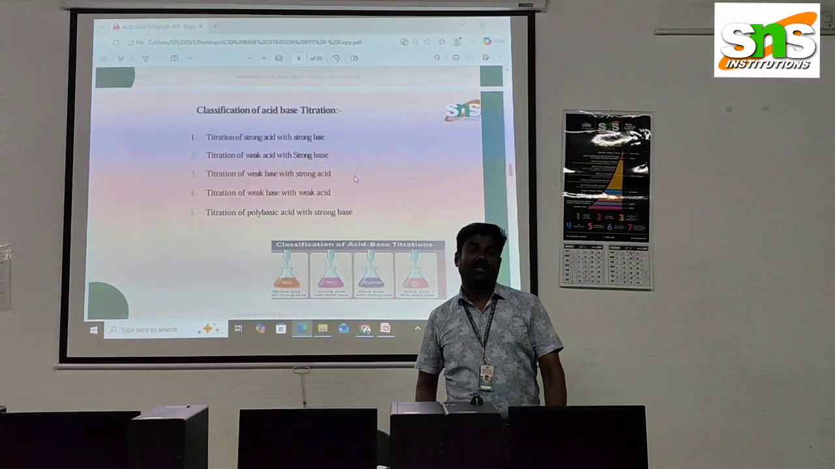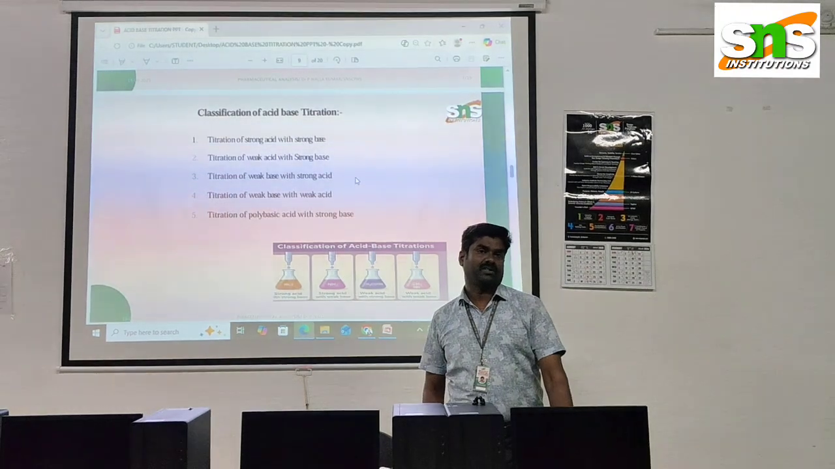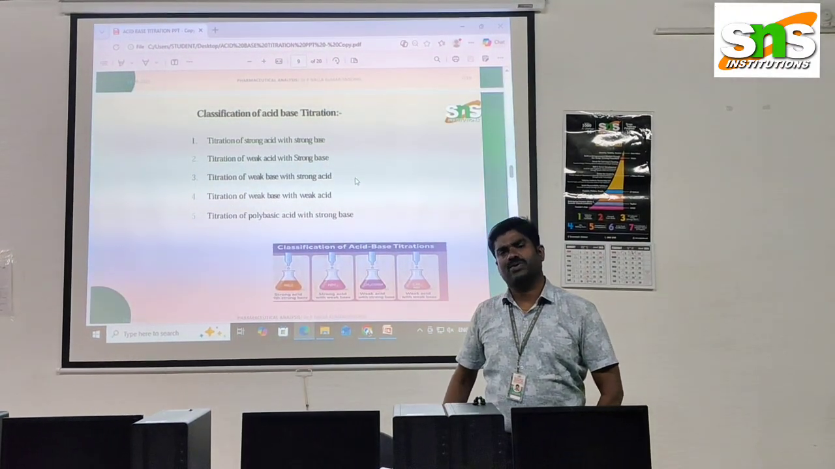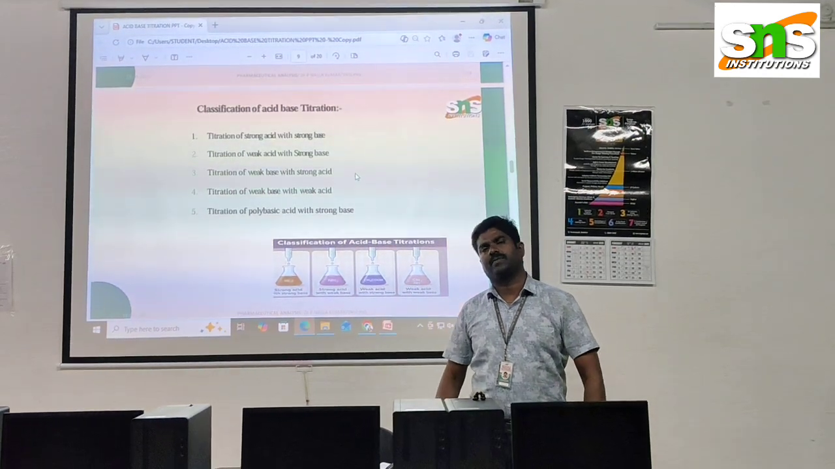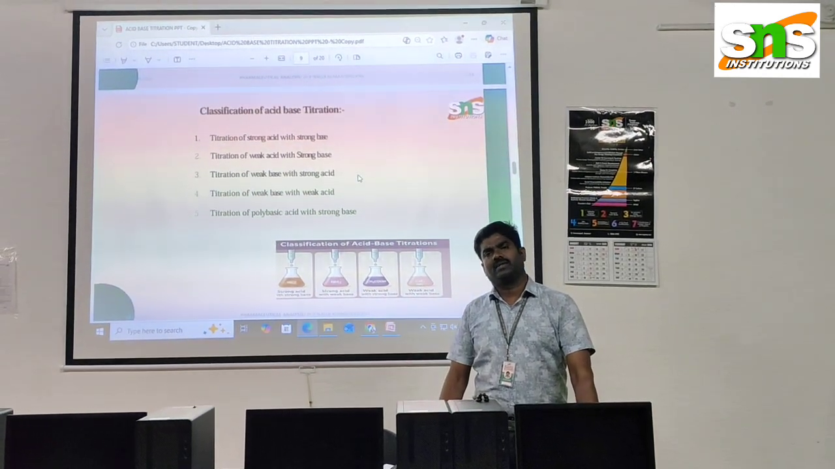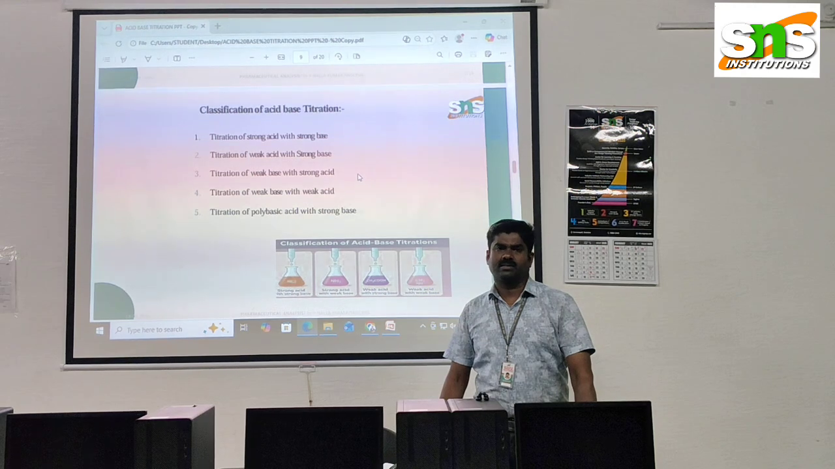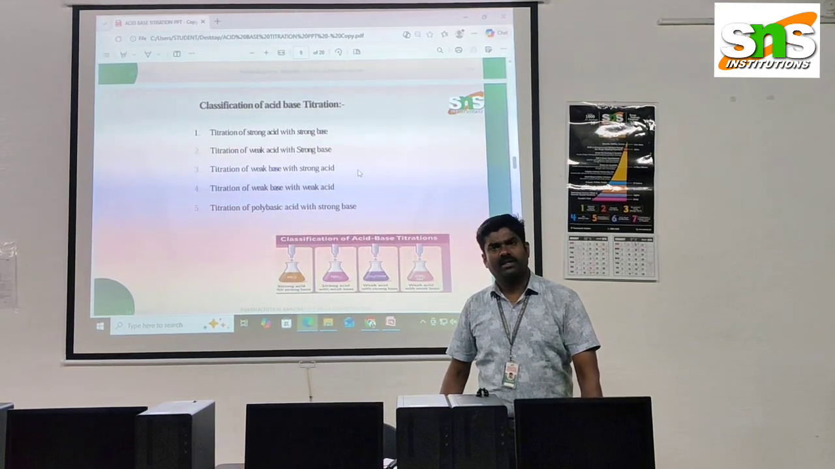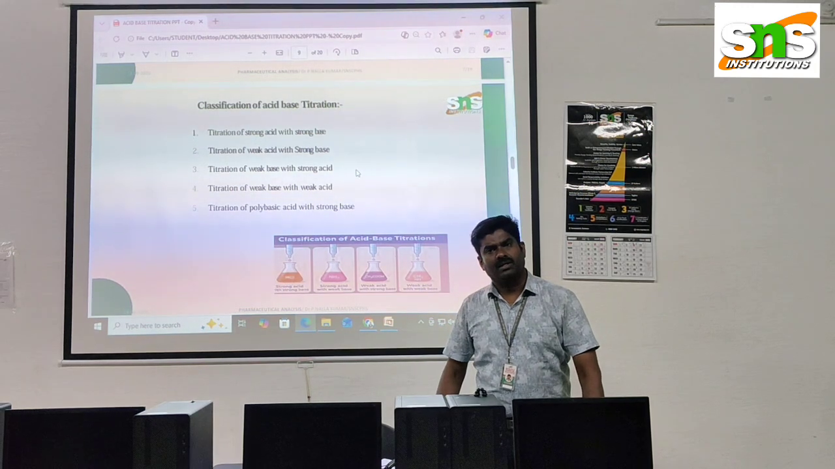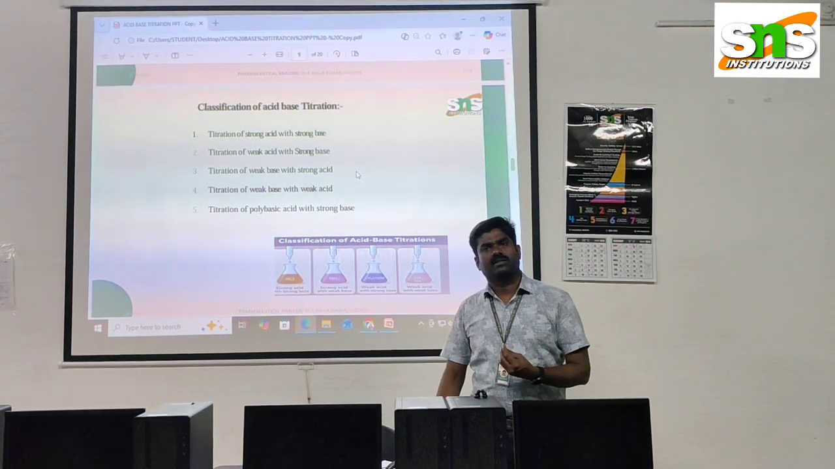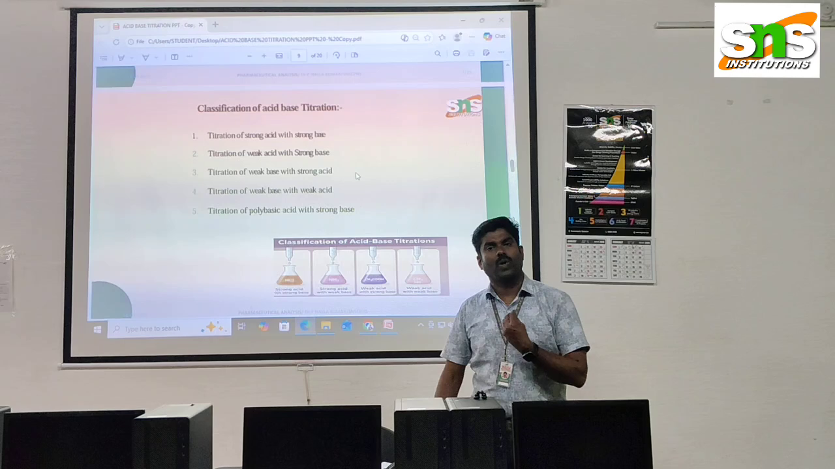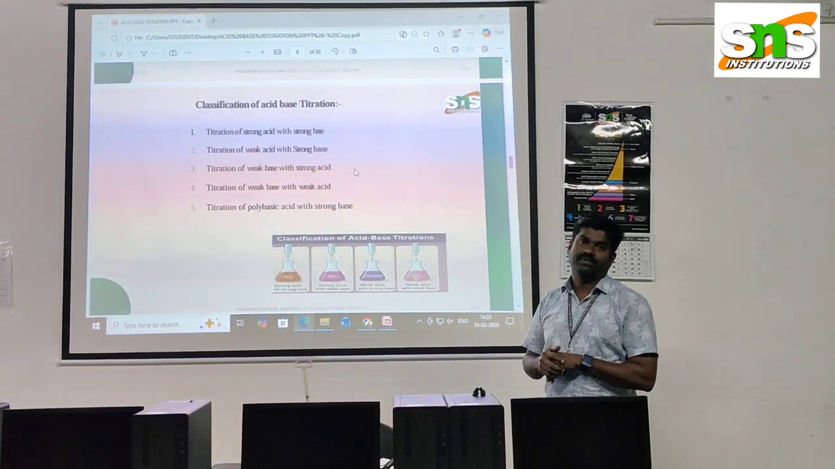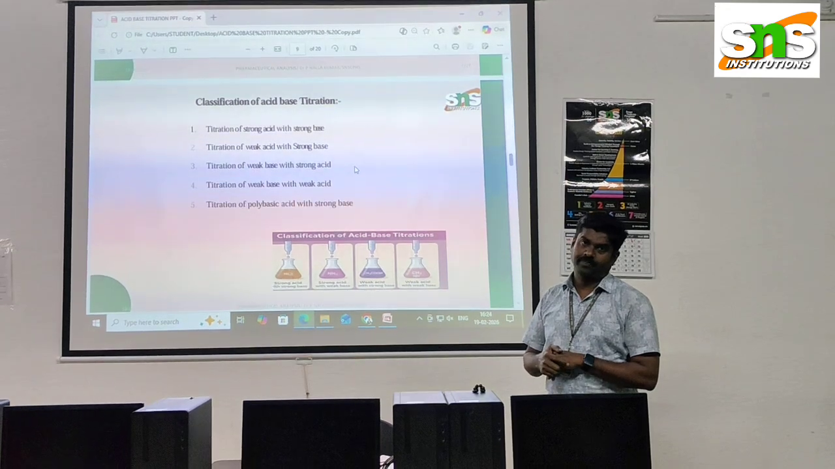The strong base is normally NaOH, and for the strong acid we give hydrochloric acid as an example. The weak base, as well as the strong base, is also used for this type of titration.